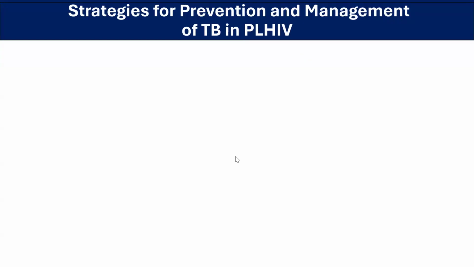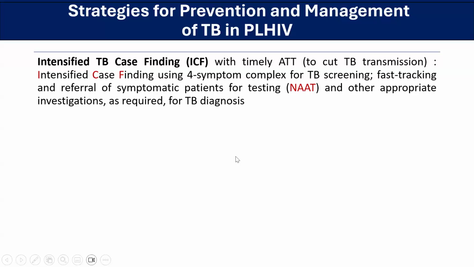So let's get into this. So we look at some of the strategies here. Intensified case finding is the most important part of it, where we have seen in the chat box people talking about the fast tracking and referral of the symptomatic patients for the CBNAT testing or TrueNAT testing or whatever the testing methodology that is available at the ART center or at the DMC, and any other appropriate investigation. So apart from the NAT testing, we also look at other investigations for the diagnosis part. So intensive case finding is the most important thing.